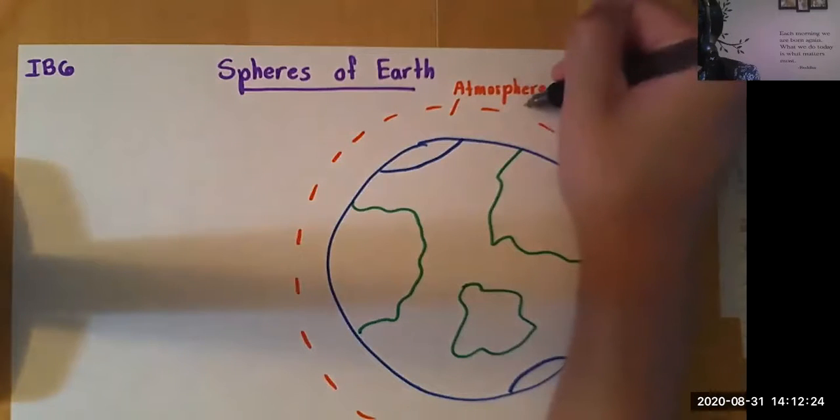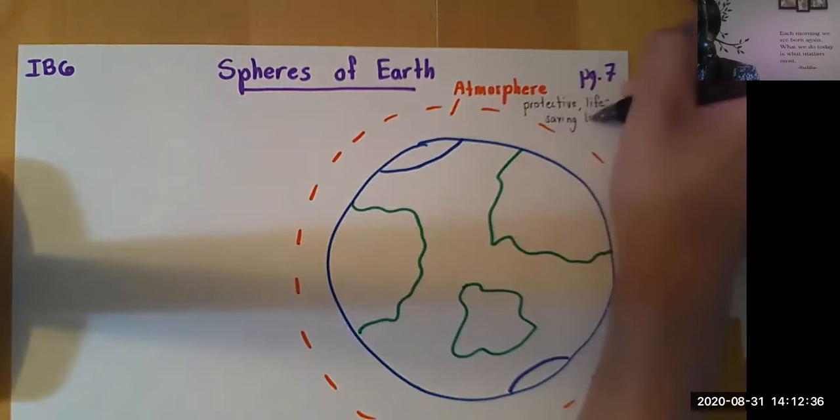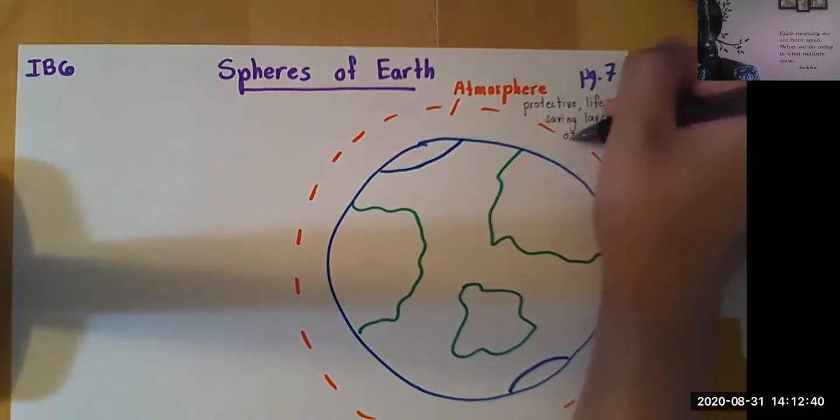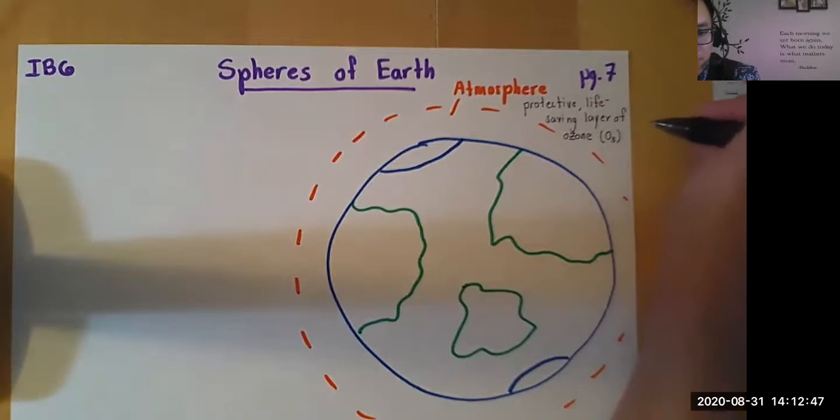Make a flashcard. Protective, life-saving layer of ozone. Ozone's chemical formula, if you're curious, is O3 on the bottom.